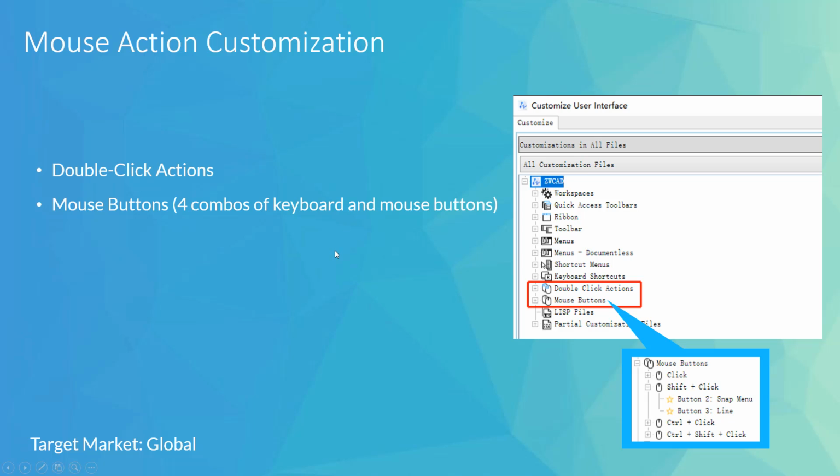Okay, and the next new feature is about mouse action customization. So in this version you can customize the action for the double click, and also for the other mouse buttons like click, shift click, and control click, control shift click. So let's check in the video.